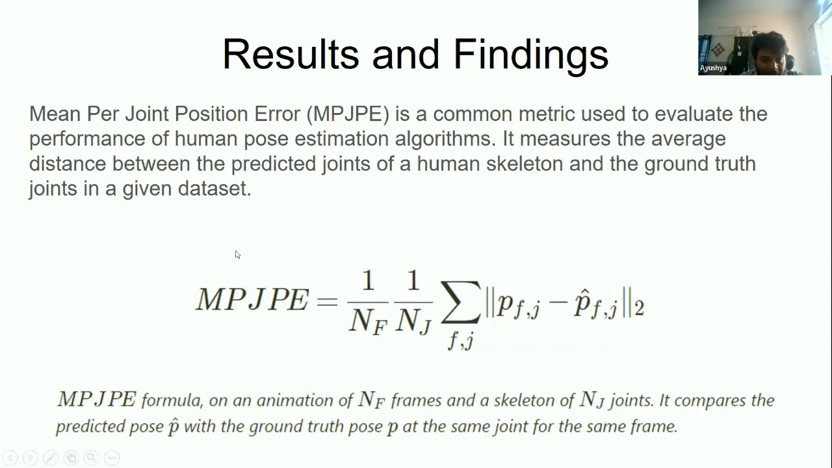So the formula looks like this: 1 by Nj times 1 by Nf times the summation of p_fj minus p cap_fj. Nf stands for frames and the skeleton has Nj joints, and it compares the predicted pose p cap with the ground truth pose p at the same joint for the same frame. So this is basically the difference between the ground truth pose and the predicted pose, for each and every frame.